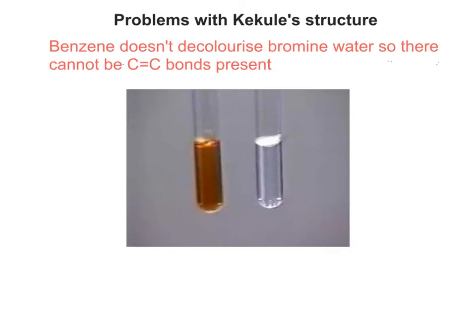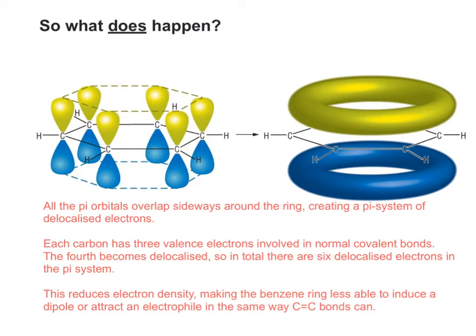bonds. If you try and react benzene with bromine water, it doesn't decolorize it. So as you know, the decolorization of bromine water is the standard test for the presence of carbon-carbon double bonds. So if it doesn't decolorize bromine water, they can't be present. So what actually takes place is all the pi orbitals in the carbon atoms overlap sideways and all around the ring, creating what we call a pi system of delocalized electrons.